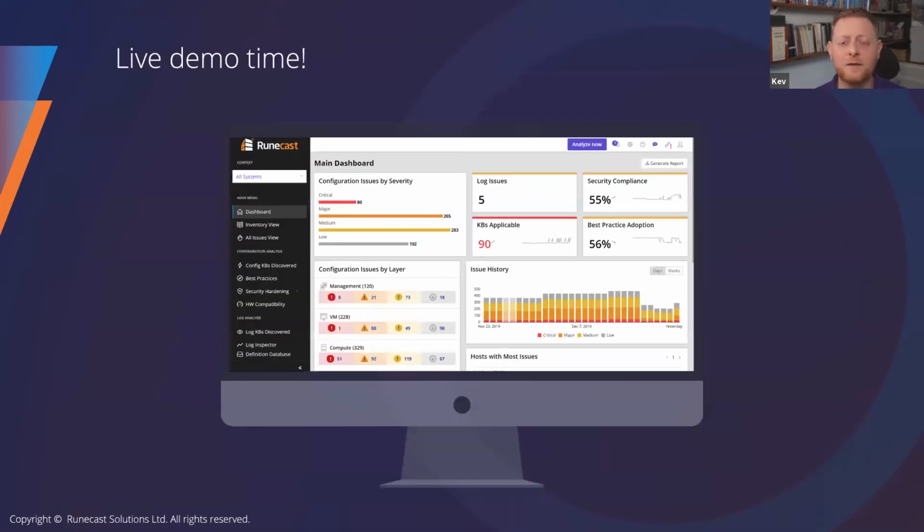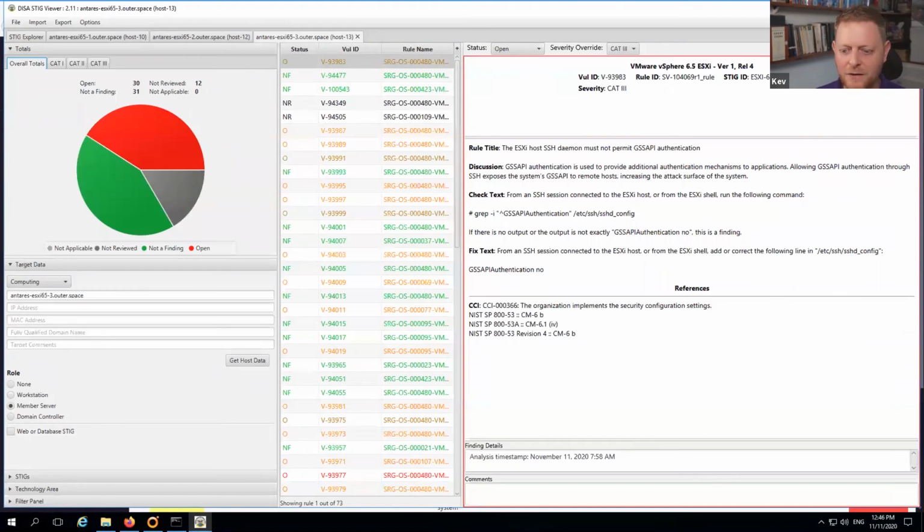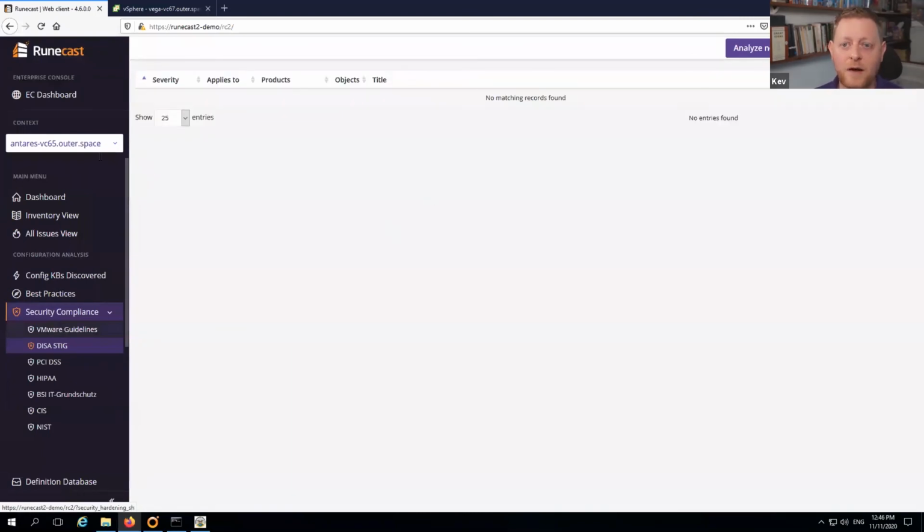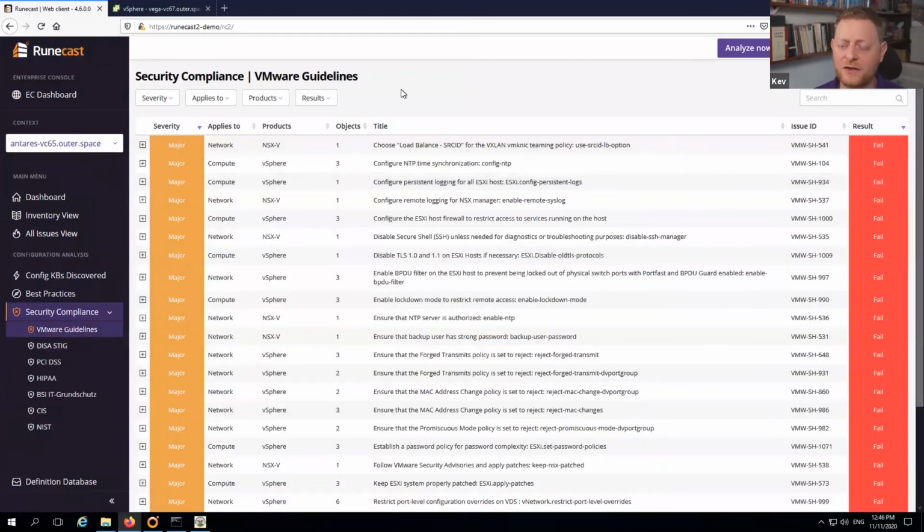Actually, no, I can't show you this in here because I don't have any vSphere 7 in this lab. But let's just show you how that would work if I did have vSphere 7. Again, the VMware guidelines cover all of the stuff to do with vSphere. This would be a vSphere security configuration guide.